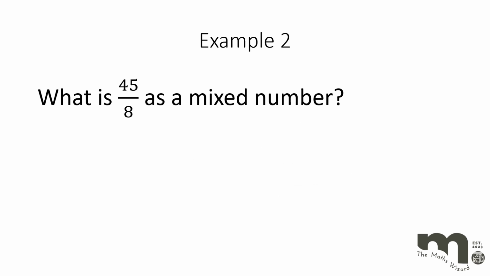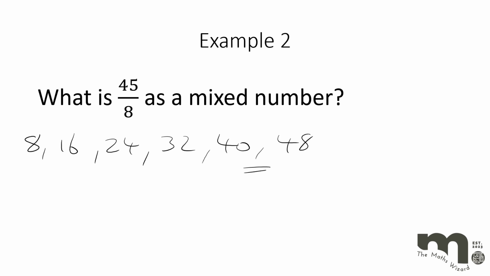Next example, we've got 45 over 8 here. So we've got to think about your 8 times table. So we've got 2 8s, 16, 3 8s, 24. So it's definitely more than 3. Then we've got 4 8s, which is 32, 5 8s, which is 40, 6 8s, which is 48. So we're somewhere between 40 and 48 there. So we're going to have 5 whole ones, so 5 full lots of 8. So we're going to put our fraction over 8, and then we've got a remainder of 5 there, for 5 and 5/8.